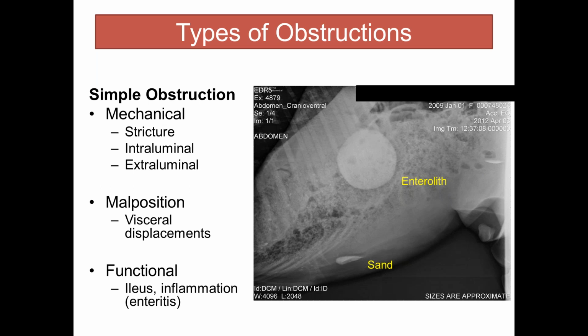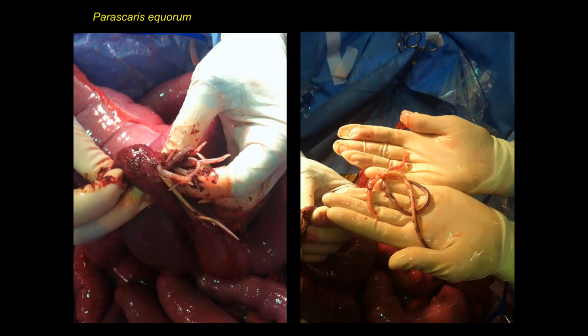And then functional obstructions, this is, again, a simple obstruction like your inflammatory causes. So here's one specific kind of unique one. It's not unique to Friesians by any means, but young, especially weanling age. This is your horse roundworm, Parascaris equorum. So what typically happens is they're 5 to 6 month old weanling horses. They get dewormed. Then 2 days later, they are colicky and they've got reflux. And that's because you've given them a dewormer.